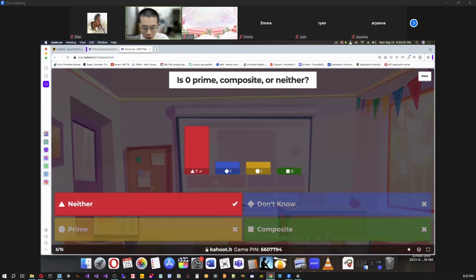Okay, sorry to the guy who didn't know, but 0, in fact, is neither. It's divisible by an infinite number of numbers. 0 divided by any number is still equal to 0. So that might make it look like it's composite, but just by the rules of math, it's just neither. All right.